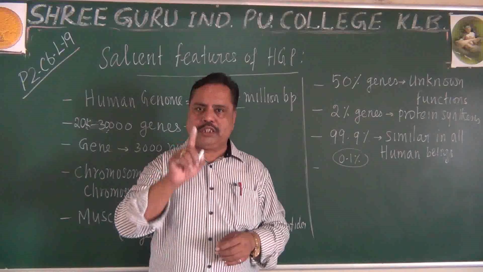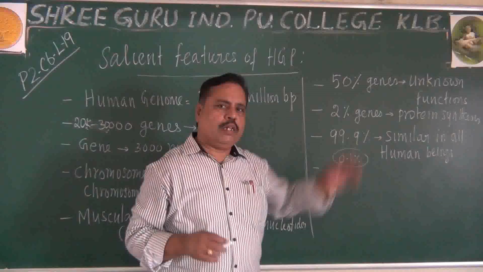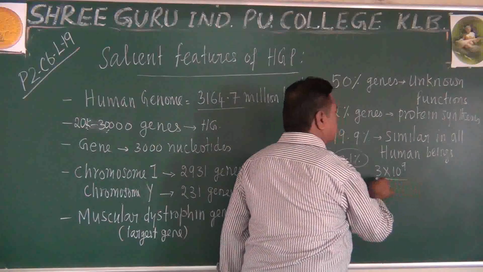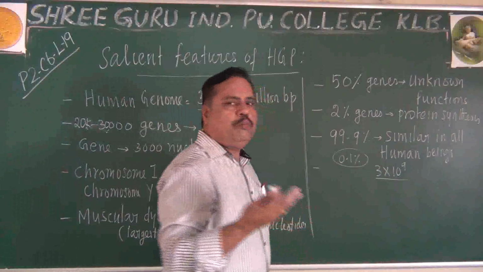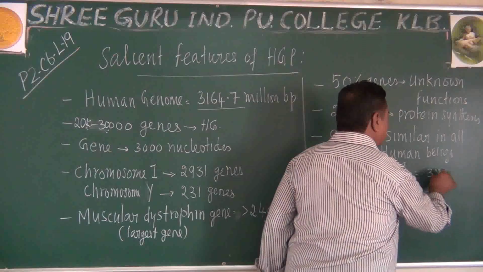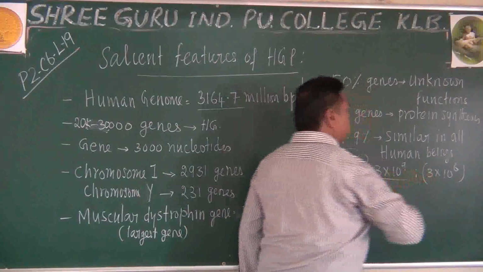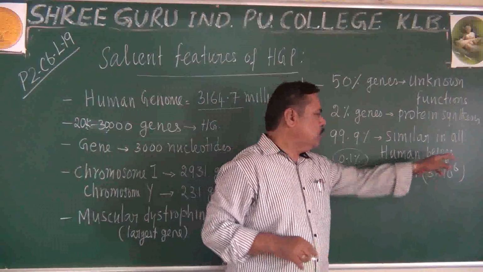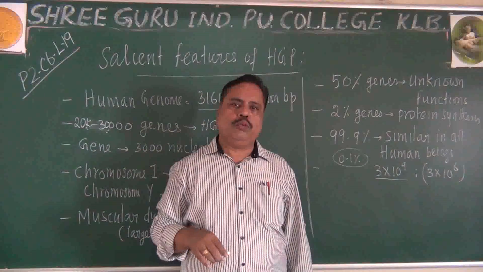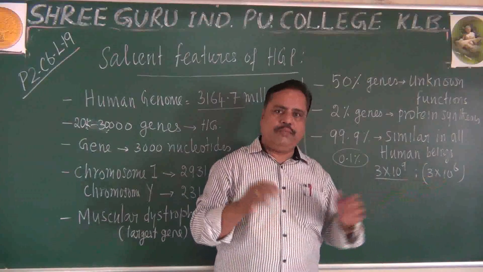I am using the word just, but it is not just. Imagine, 3 into 10 to the power 9 is the complete genome. In 3 into 10 to the power 9 nucleotides, 0.1% means how much? It will be 3 into 10 to the power 6 actually. So even though it seems to be just 0.1%, it is 3 into 10 to the power 6 nucleotides. That means around 6 zeros you have to put, 30 lakhs of nucleotides will be differing.